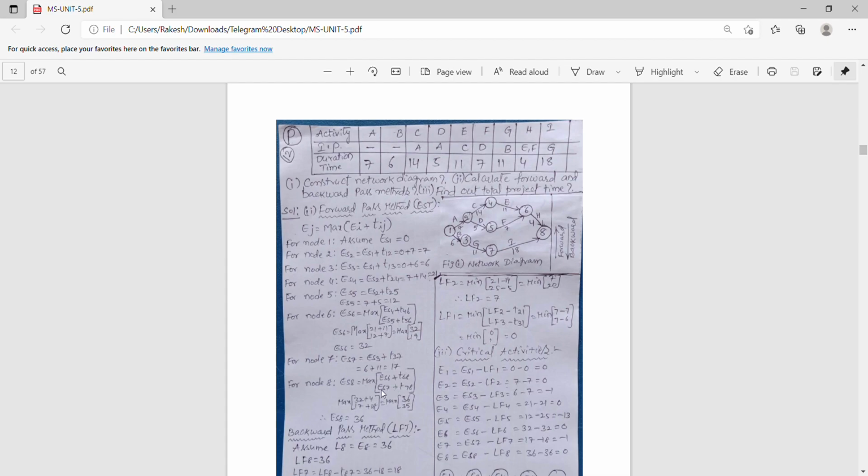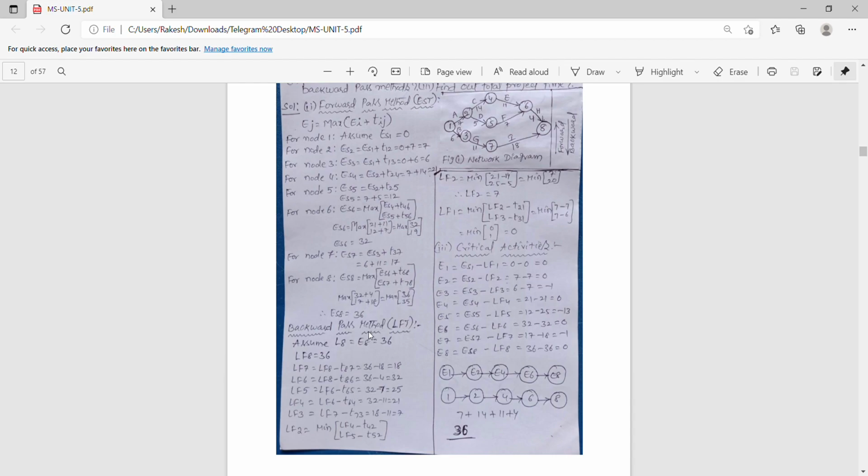From these two we have to take the maximum, and every node is dependent on previous nodes. So you can see that at node 4, es4 equals es2 plus t24. Es2 is calculated above in 7. Similarly the below nodes: here at node 8 you can see es6 plus t68. For es8 we are taking es6, which is just calculated above. Similarly we get es8 equals 36. It is the ending time of the node 8, starting time of the node 8.